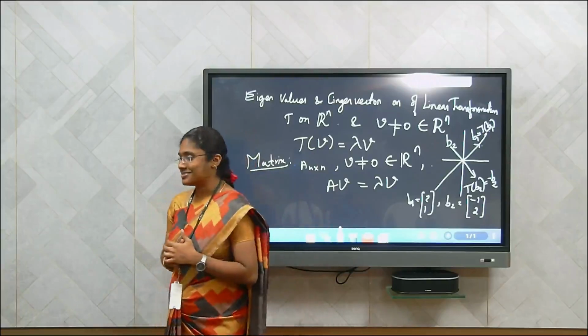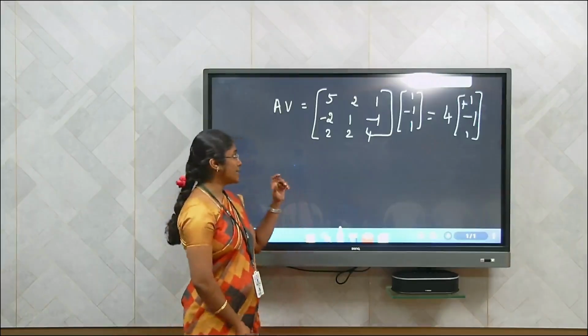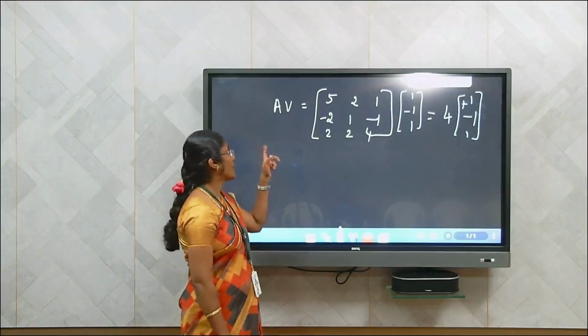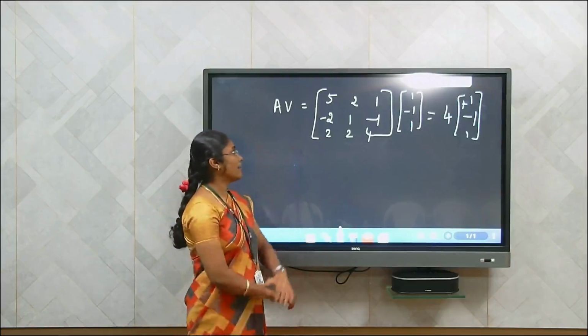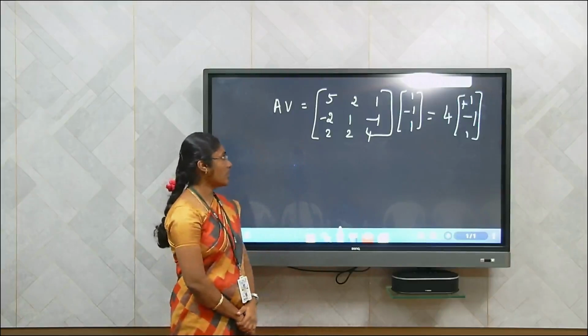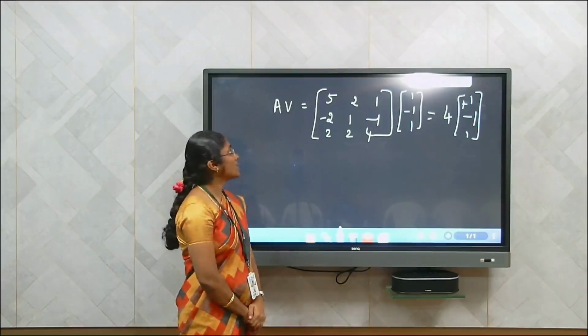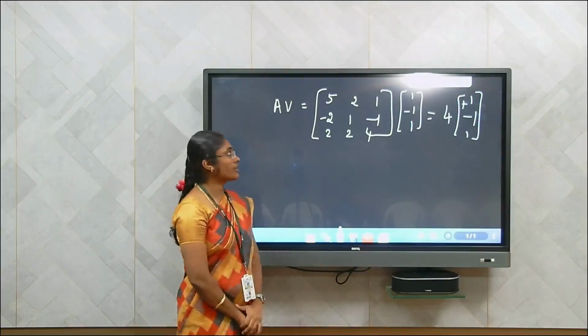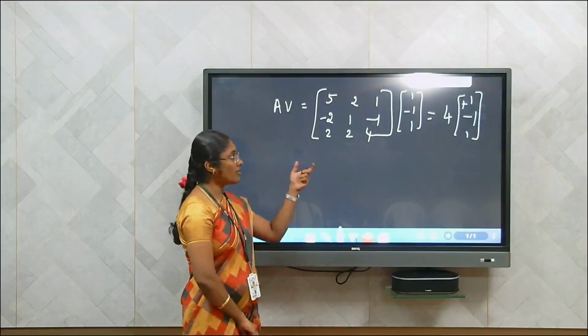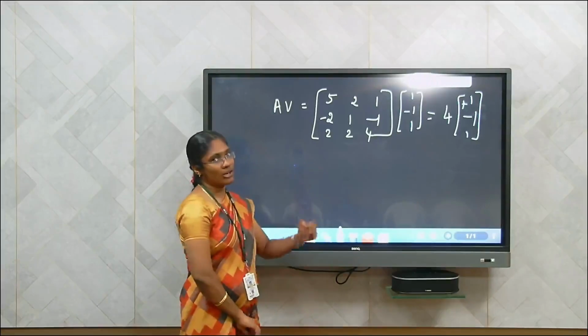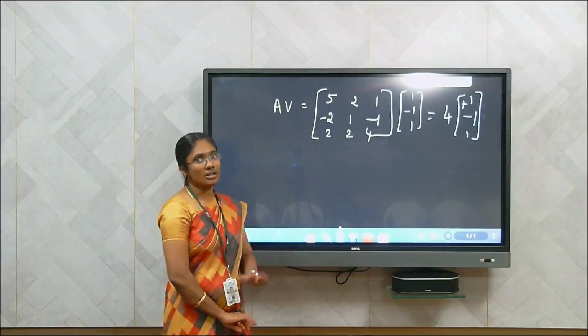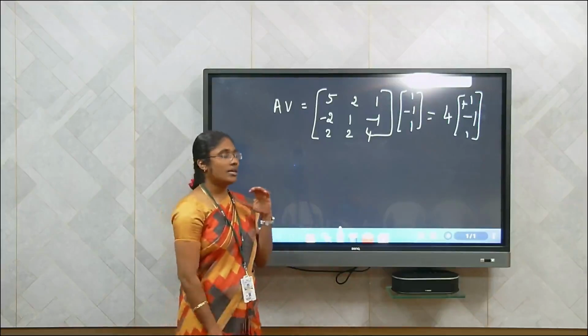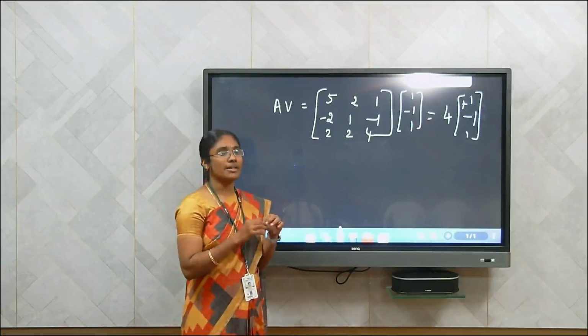Here consider a 3 by 3 matrix which is denoted by A. That matrix A is [5 2 1; -2 -1 2; 2 2 -4]. And consider a vector v, which is a non-zero vector. A vector is said to be a non-zero vector when some of its entries are non-zero. Some non-zero entries means some entries must be not equal to 0.